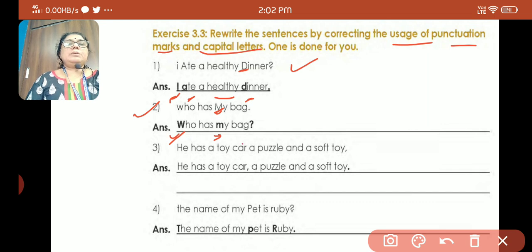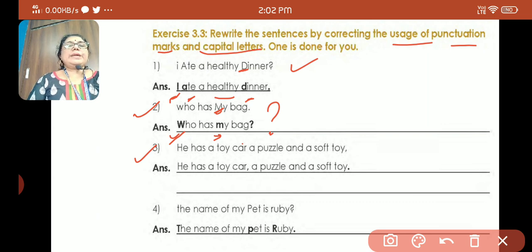Bag is put down. Then was it a sentence? Who has my bag? We are asking a question. How do we end a question? We end it with a question mark. Got it? Who has my bag? Now here W is capital. My, which is written in capital, should be written in small letter. After bag we put a question mark because it's a question. We end a question with a question mark. Now let's go to the third one.